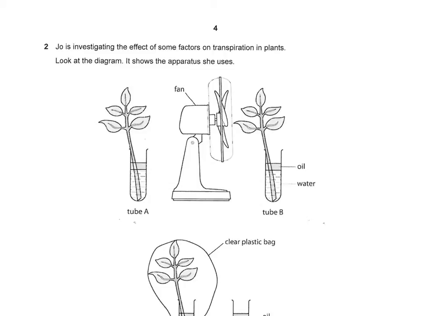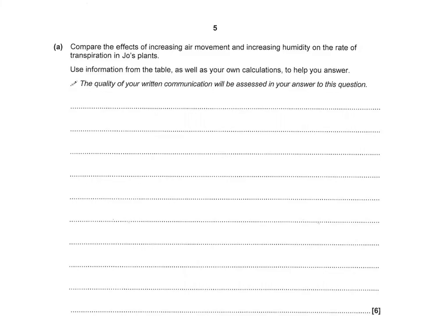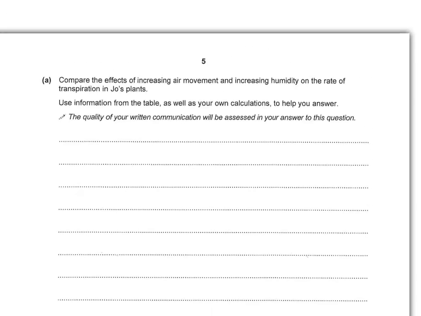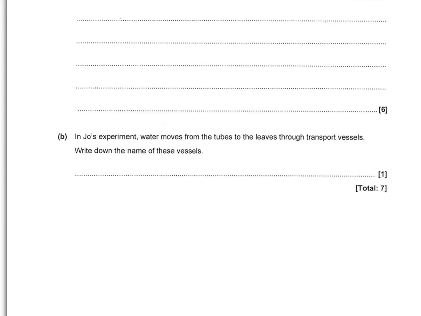Joe is investigating the effect of some... this is the 6 mark question, which you need to mark yourself using the mark scheme. You can find it on the Blue Coat Science Google site, and then ask your teacher if you want it checked. In Joe's experiment, water moves from the tubes to the leaves through transport vessels. Write the name of these vessels. So that is the xylem, spelt with an X, not a Z.